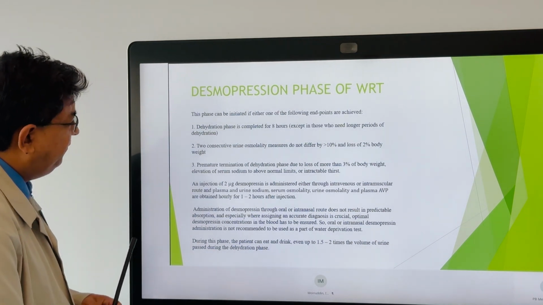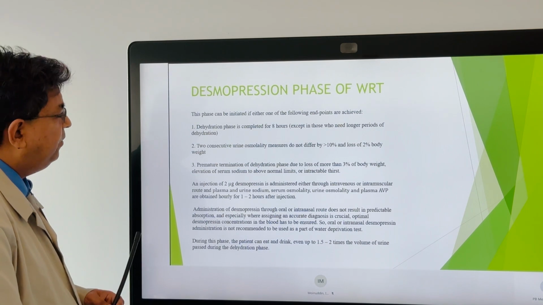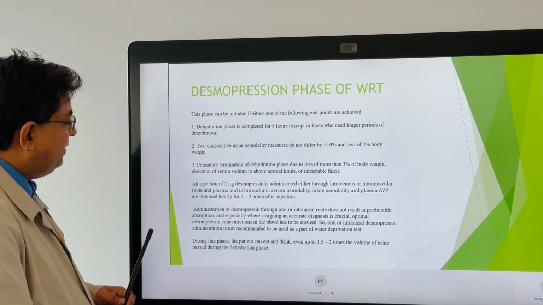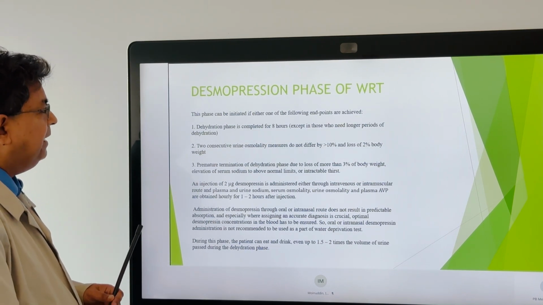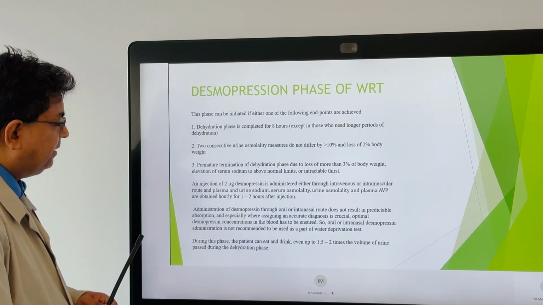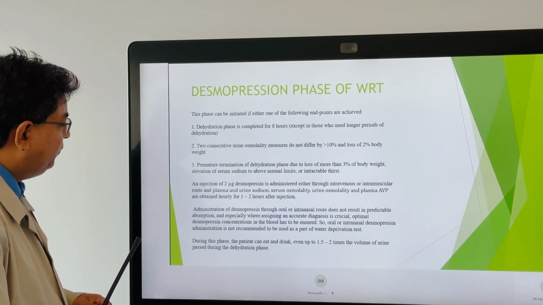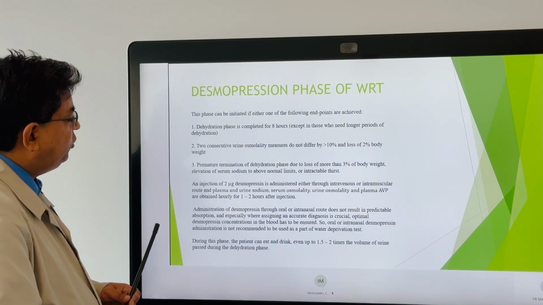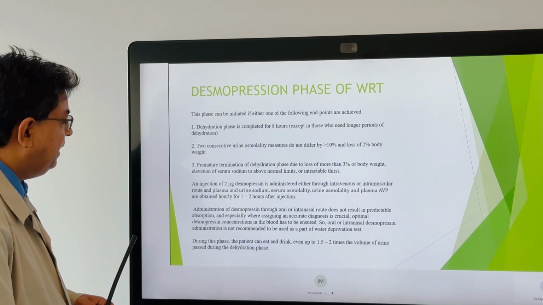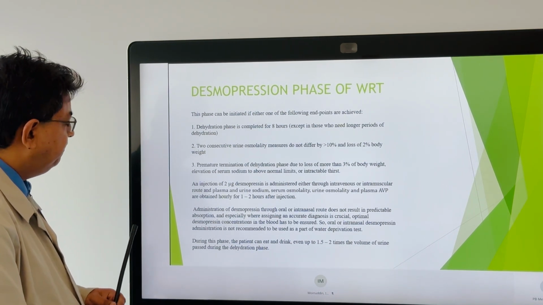The desmopressin phase of the water restriction test can be initiated if either one of the following endpoints are achieved. The dehydration phase is completed for 8 hours, except in those who need longer periods of dehydration. Two consecutive urine osmolality measures do not differ by 10% or more, and loss of 2% body weight. Premature termination of the dehydration phase can occur due to loss of more than 3% of body weight, elevation of serum sodium to above normal limits, or intractable thirst.